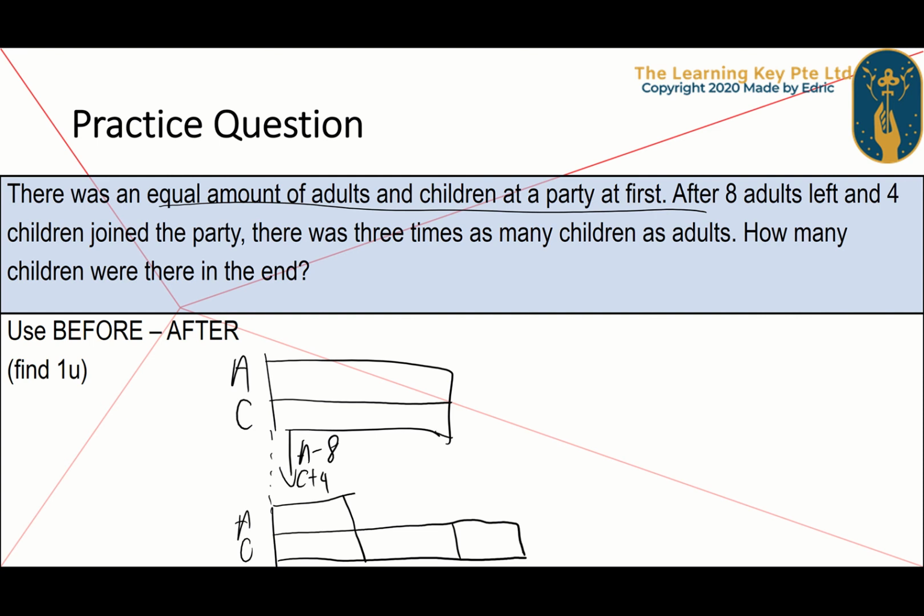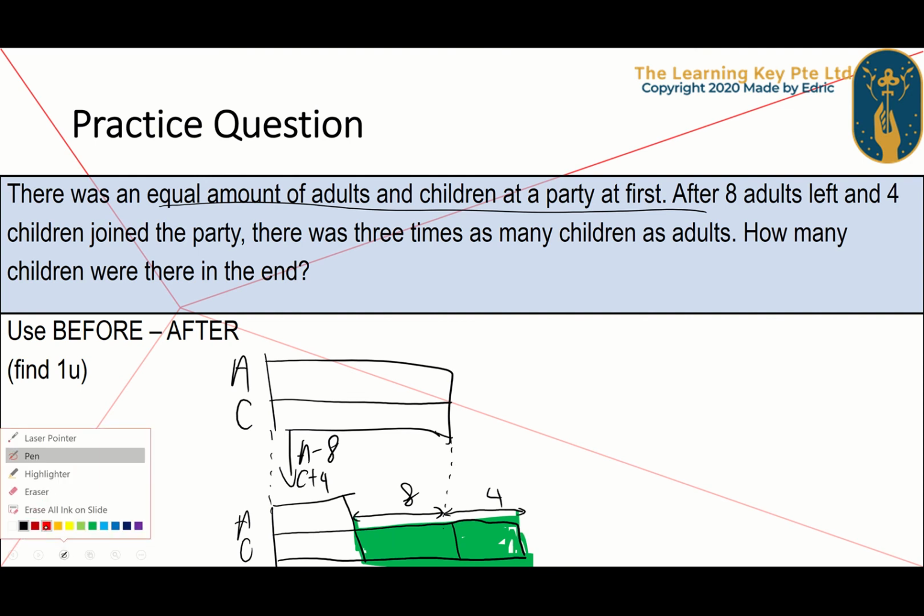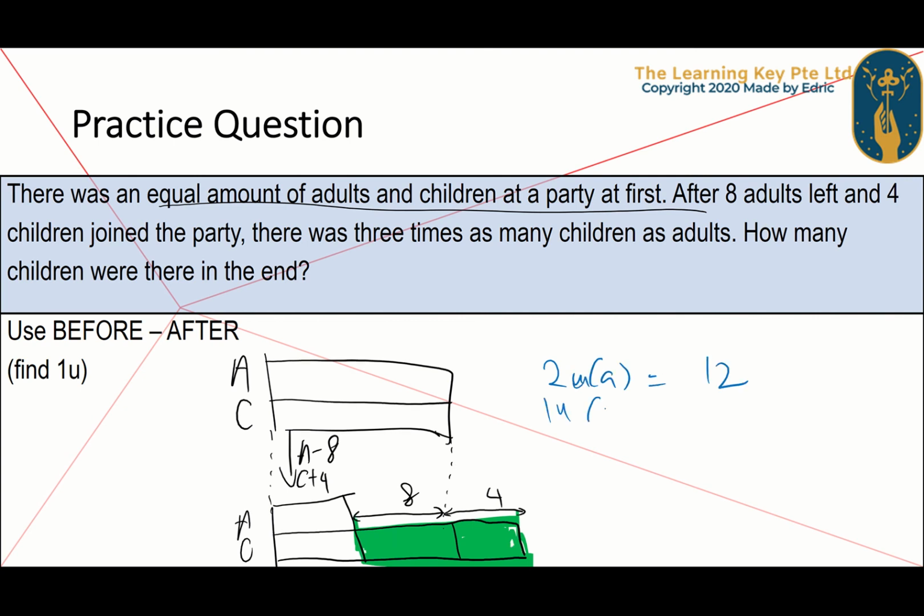So now you know that this over here is 4 and this over here is 8. Then what do you see? Do you see that this and this equals to this over here? So doesn't it mean that 2 units after equals 12? So 1 unit after equals 6, right?